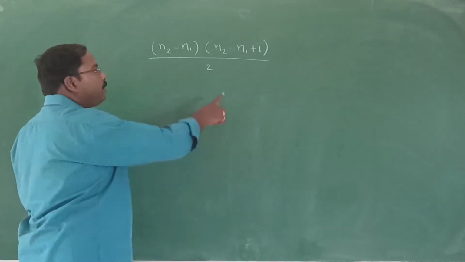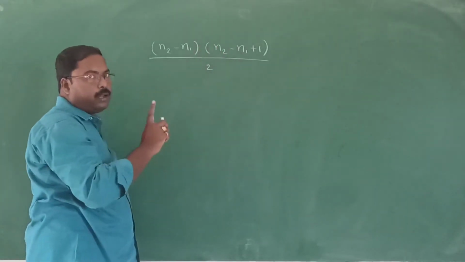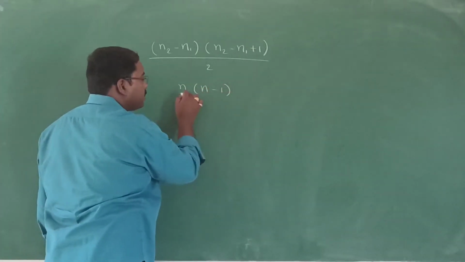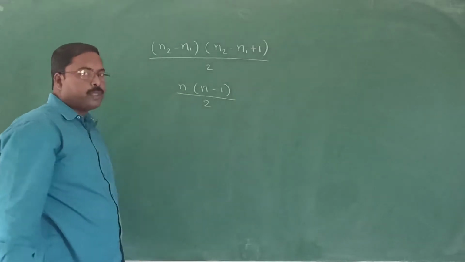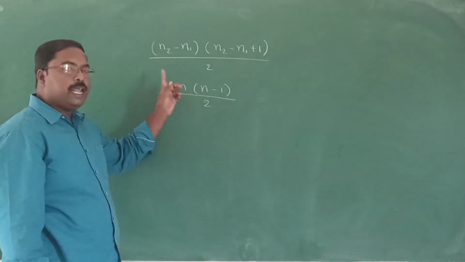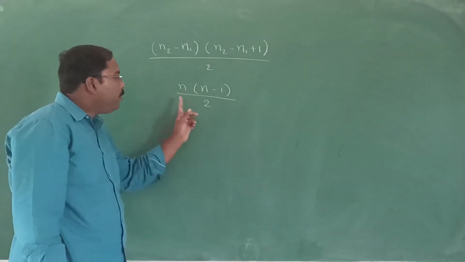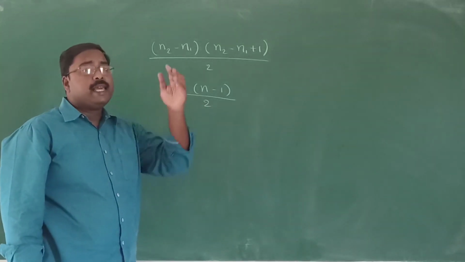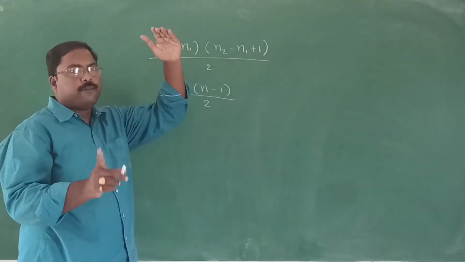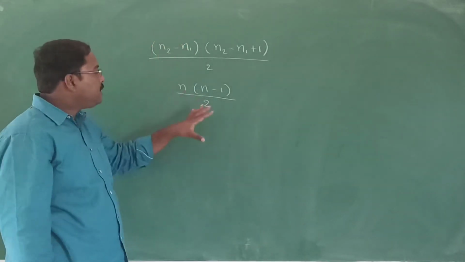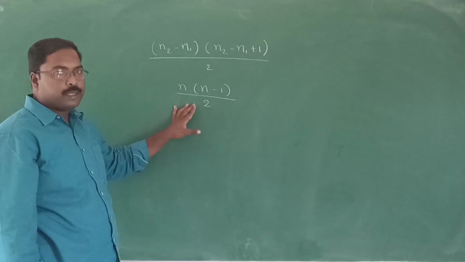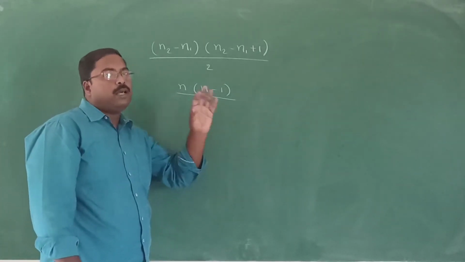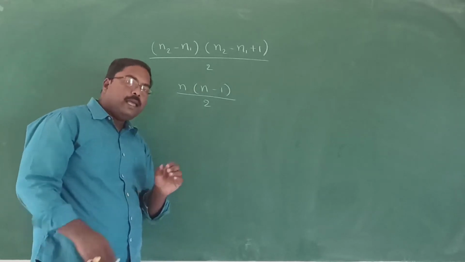first orbit means n1 value is 1. So the above formula becomes n into n minus 1 by 2, where n means the starting orbit. We apply this formula when the electron is jumping from any higher level to the ground state, the first level. So these two formulas we already discussed in the previous class, and we even saw one or two numericals.